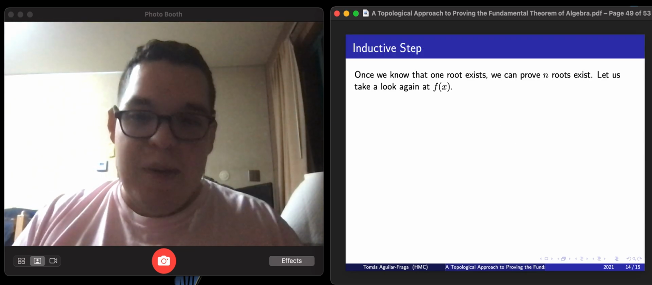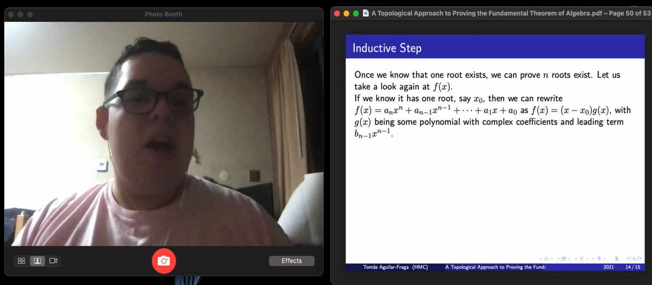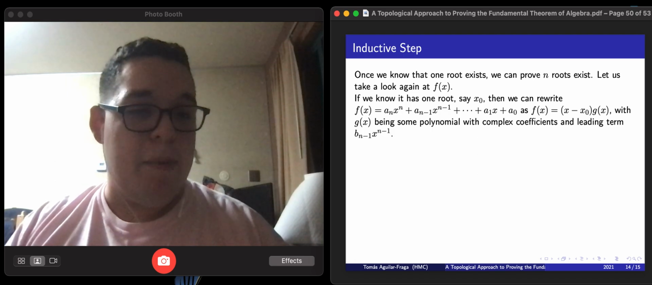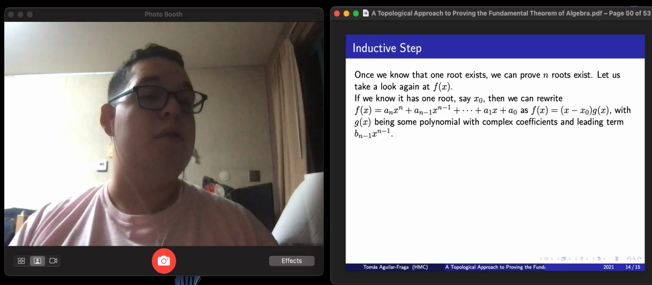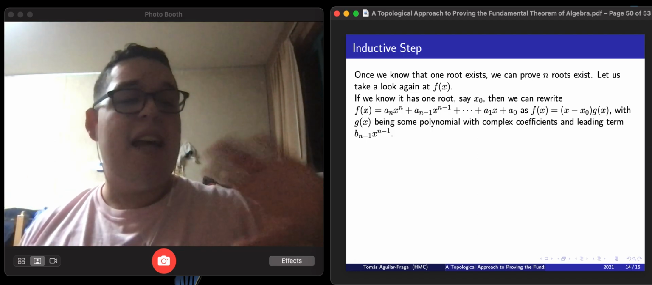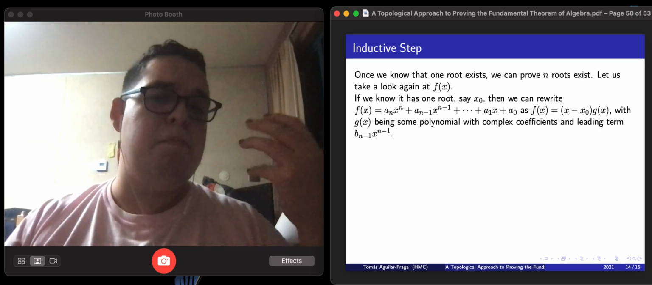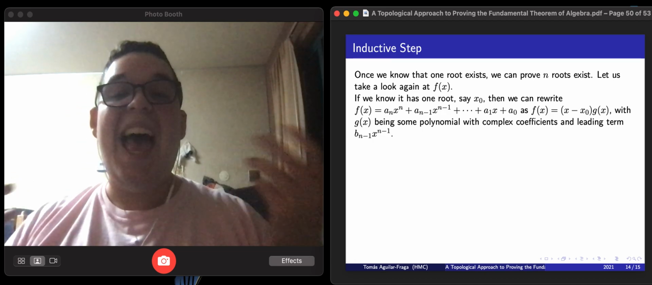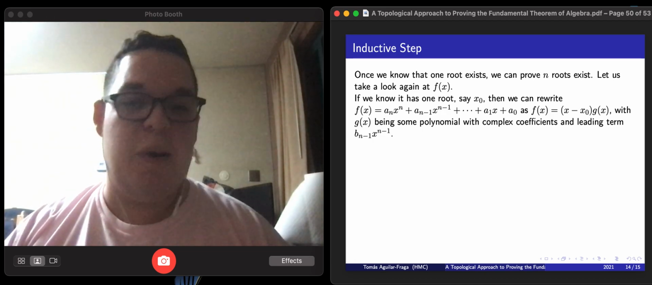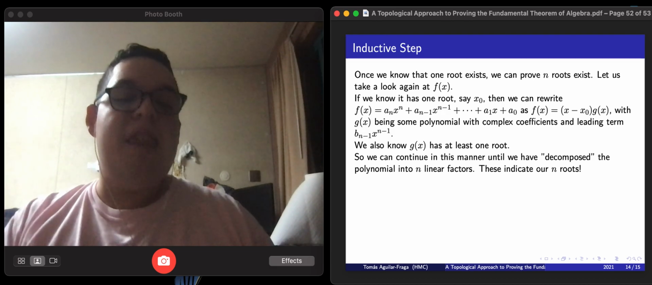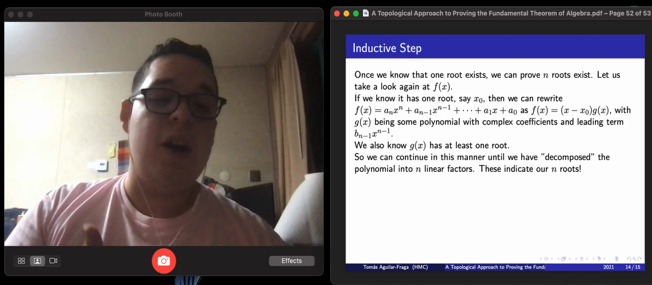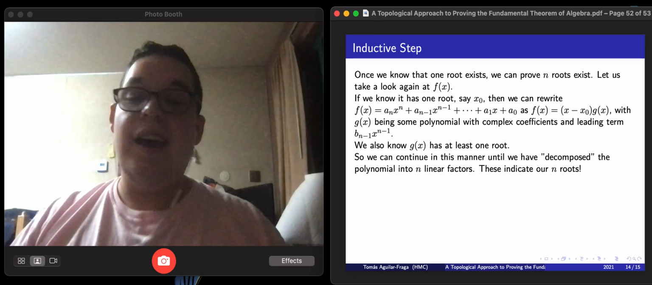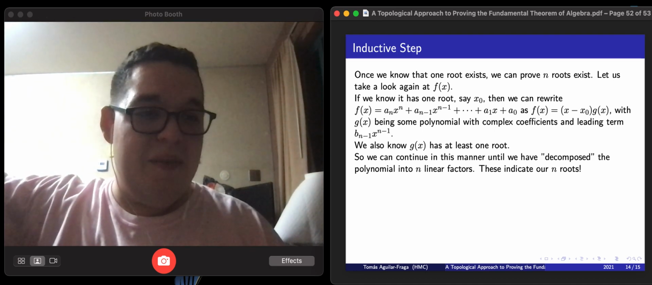From there, right, we can take another look at f of x. If it has one root, say x naught, then we can rewrite the polynomial as f of x equals x minus x naught times this g of x, right, which is some polynomial with complex coefficients, and this leading term. Hey, we know that has at least one root. And so from there, we can continue in this manner until we've decomposed the polynomial into n linear factors. And these indicate our n roots.